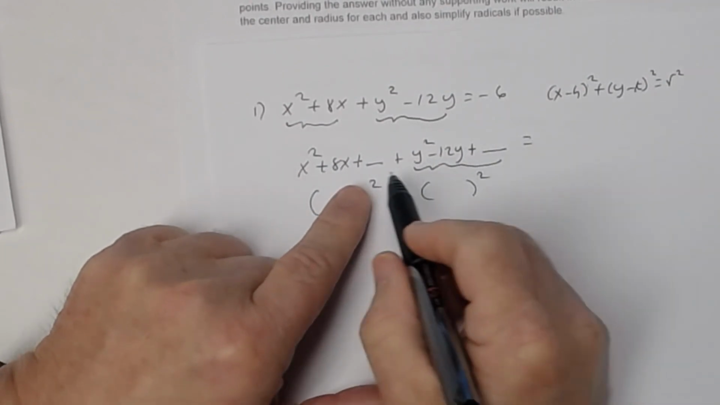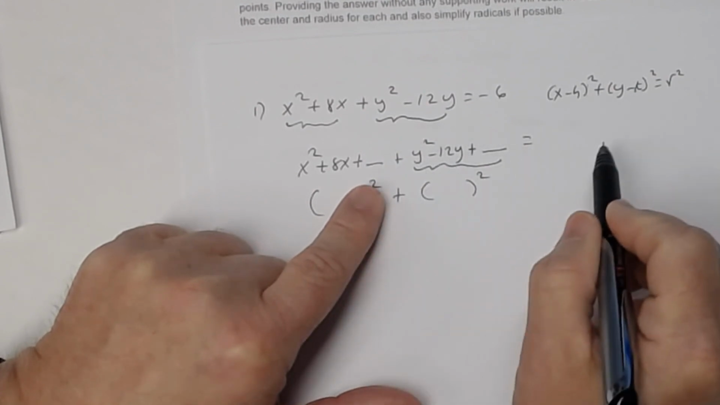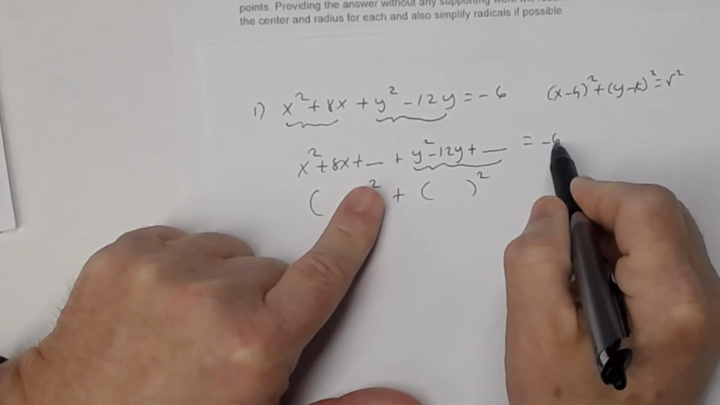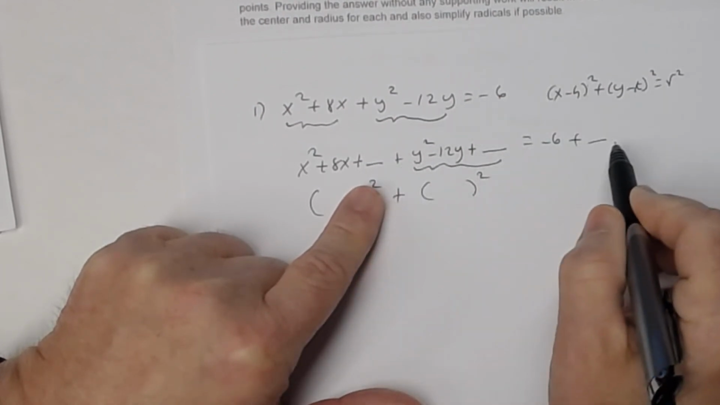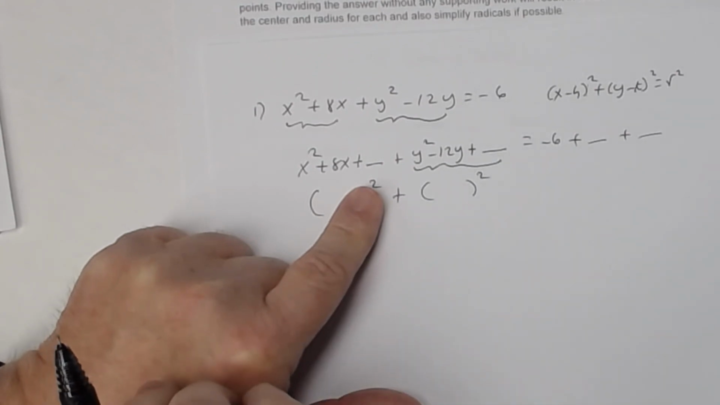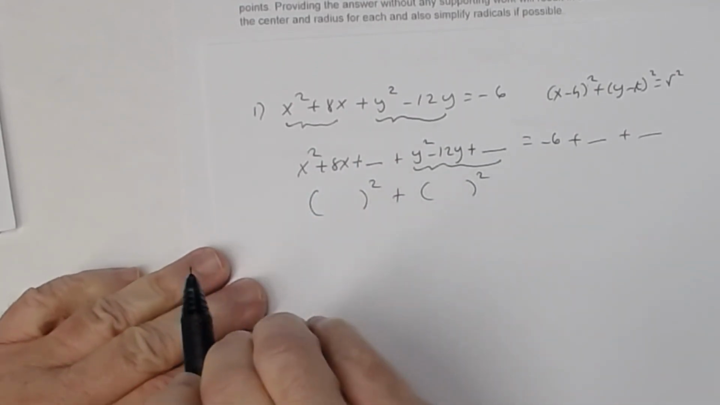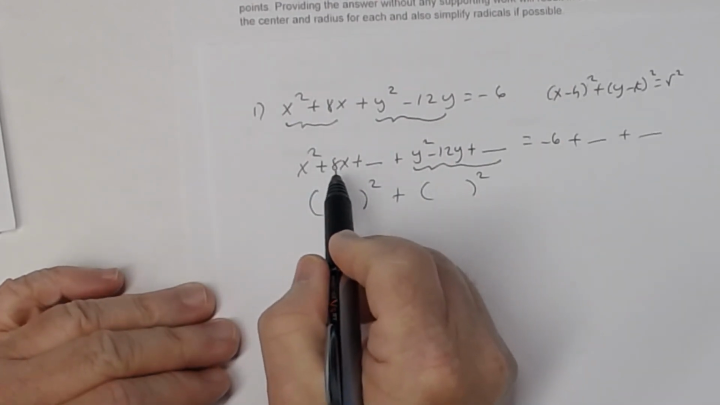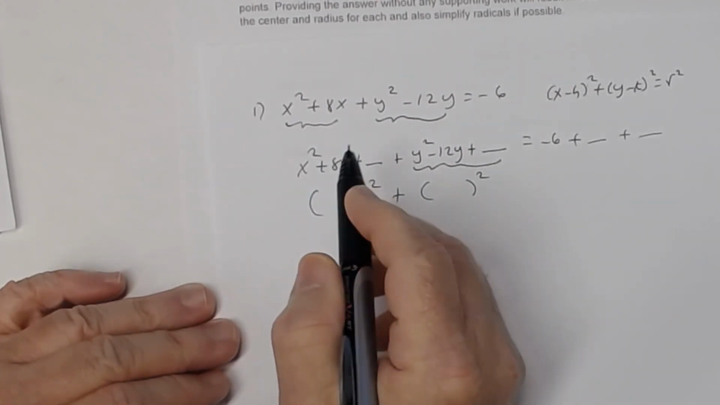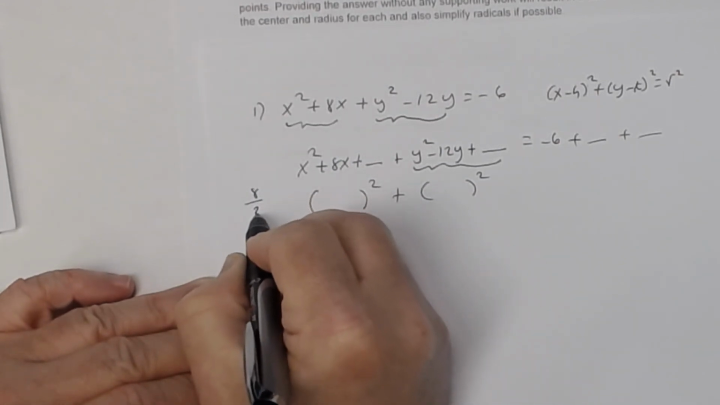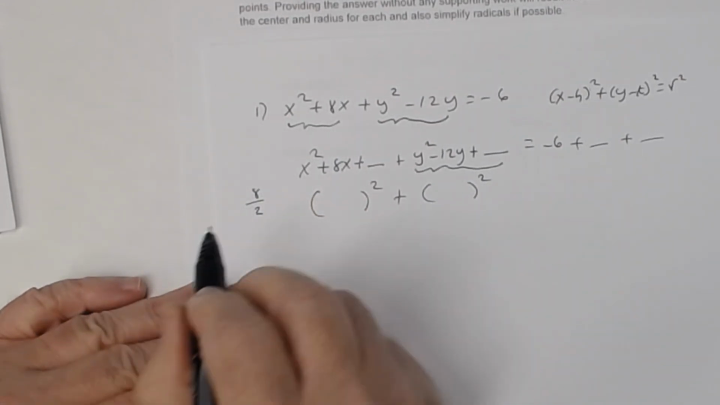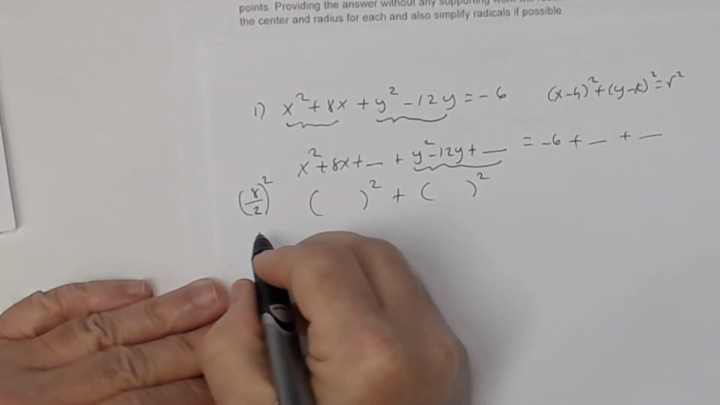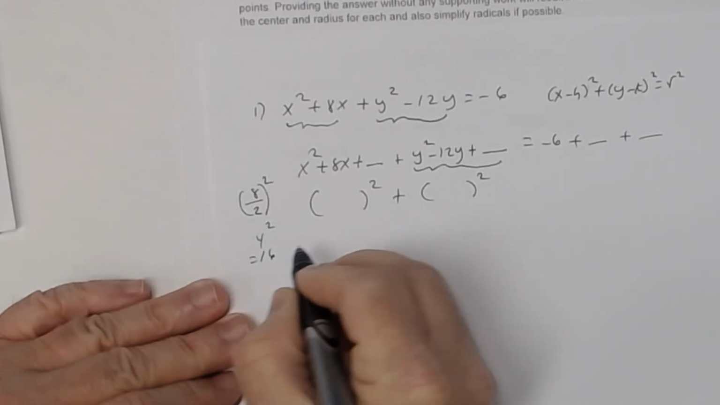But remember, whatever you do to one side, so if I add a number here, you have to add it to the other side, right? So you've got to keep that equation balanced. So you're going to say negative 6 plus whatever that number is here, and then plus whatever number you put here. It's very simple how to do that. To find out what number goes here, you take the coefficient of x, which is 8 in this case. You're always going to divide by 2. Once you do that, you're then going to square that value. So 8 divided by 2 is 4, and then 4 squared is 16. So that's what goes here.